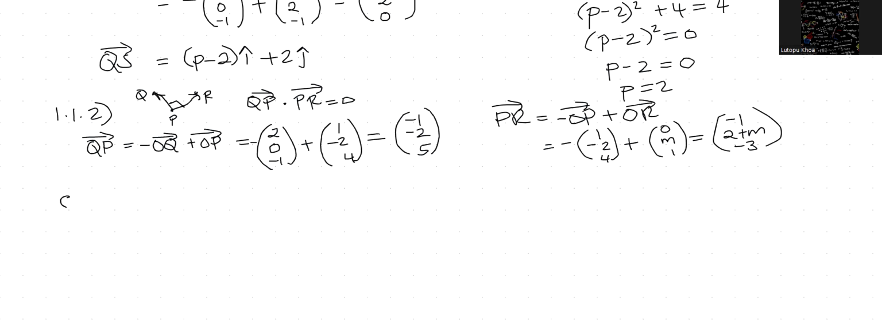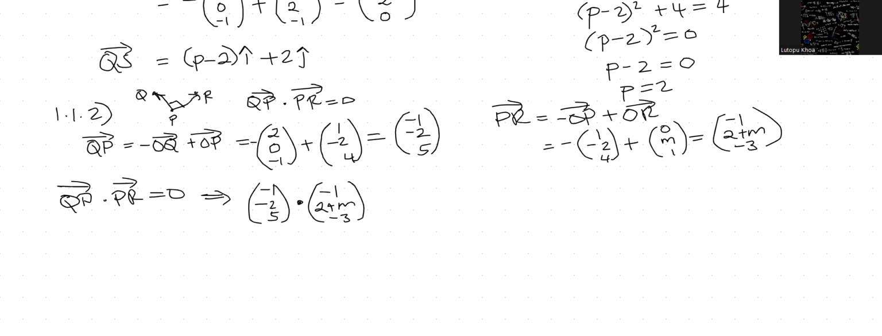Okay, so the dot product of QP and PR is 0. So this means that minus 1, minus 2, 5, dot, minus 1, 2 plus M, minus 3 is equal to 0. So remember, this must be a dot. Using the times symbol means something completely different. In vectors, when you put the X, the times, it doesn't mean the same thing as when you put the dot. So you have to be careful with the symbols you use.